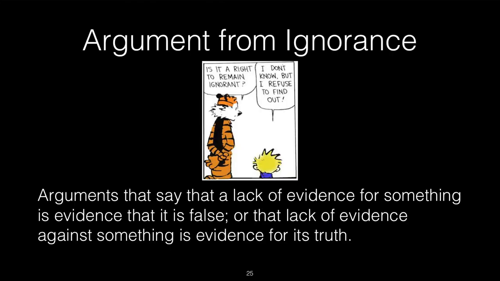The final fallacy I want to look at is the argument from ignorance. This is an argument which you do sometimes see. It's a subtle argument at times. Other times, it seems obviously just a bad argument. The argument from ignorance goes something like this. It's an argument that says a lack of evidence for something is evidence that it is false, or the lack of evidence against something is evidence for its truth. So in other words, I have no evidence for it, therefore it must be false. I have no evidence against it, therefore it must be true.